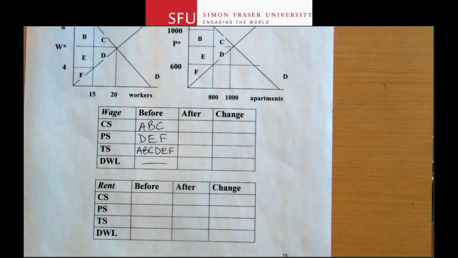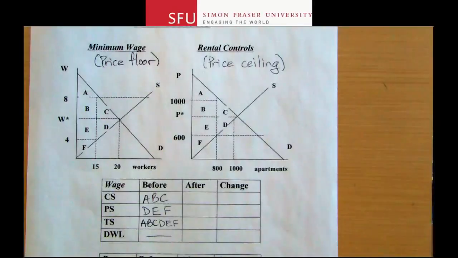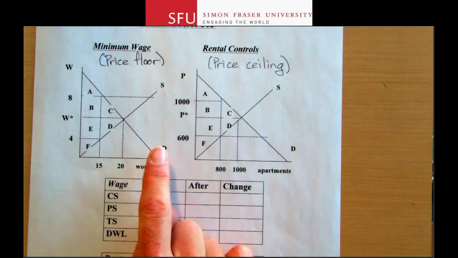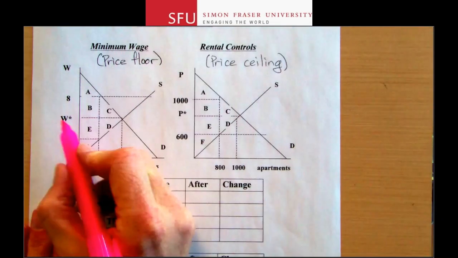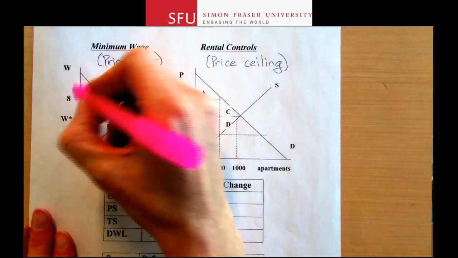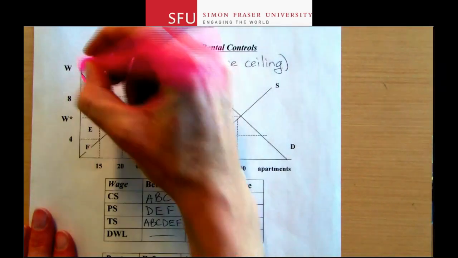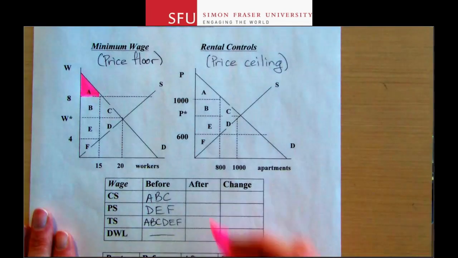Okay, so in a labor market, remember the consumers, the demand curve, would be the employers. So the price that they have to pay for the workers is now $8. So this is the price they pay. This is the demand curve. So the consumer surplus would now be A.